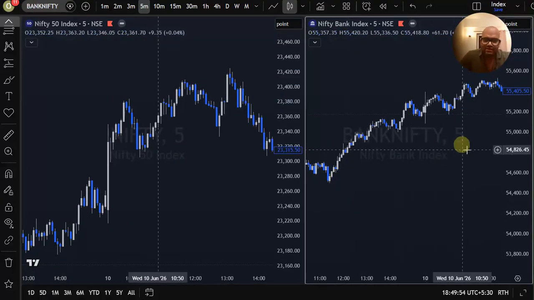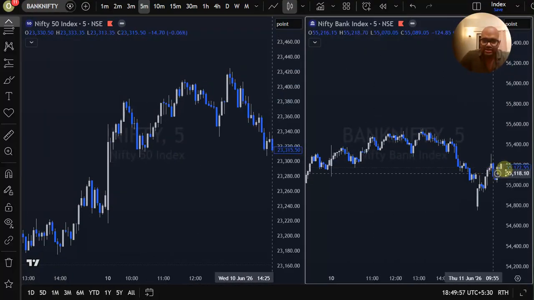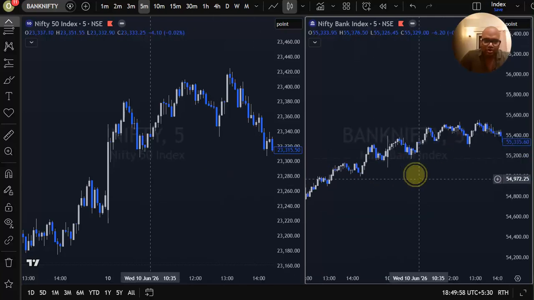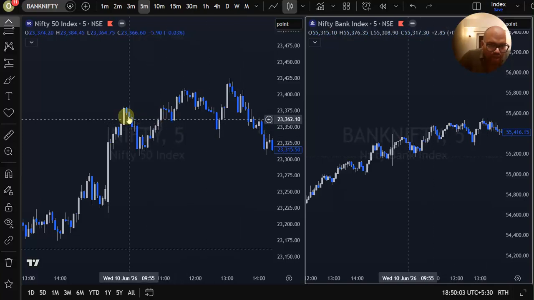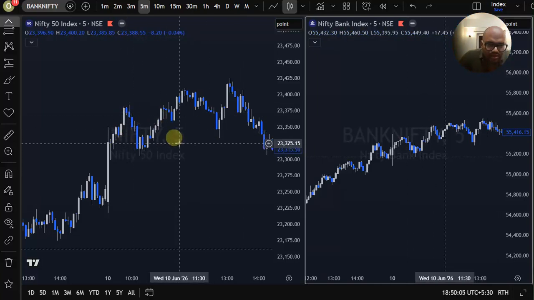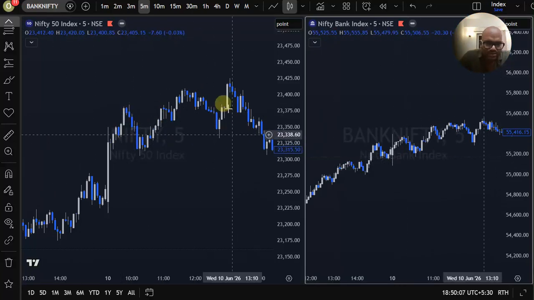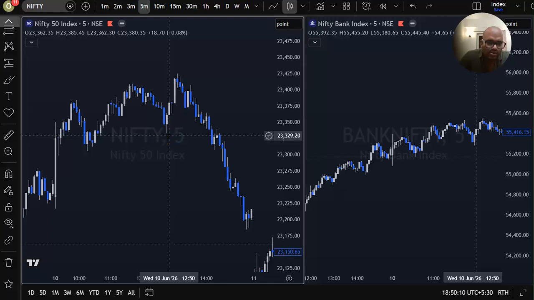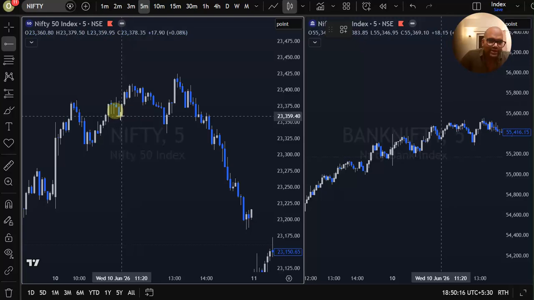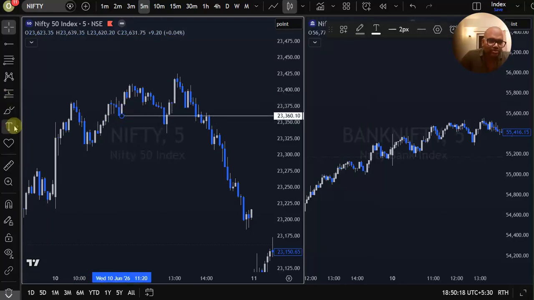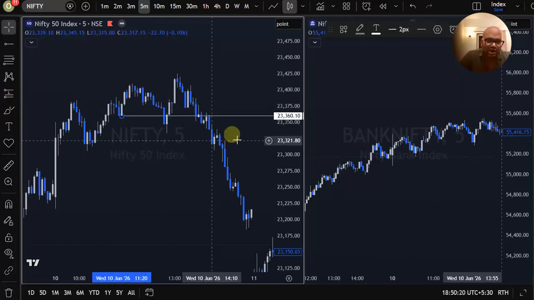Now on the 10th, if you see, Bank Nifty was very strong. Sorry, not on the 10th. On the 10th, what happened? I cannot see any trade at this point of time. Yeah, there was this trade, a false break of this swing low and a strong rejection. But this was a break even trade, so let's not count that.